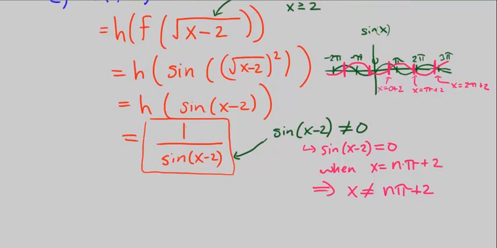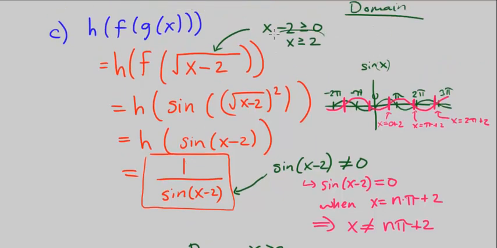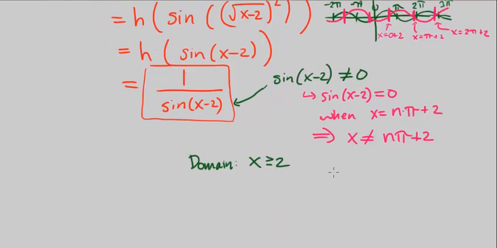So our two restrictions then on the domain: x has to be greater than or equal to 2, we have that right here, and x cannot equal n pi plus 2. So let's go ahead and write the domain just like this, because this is the domain of this function now.